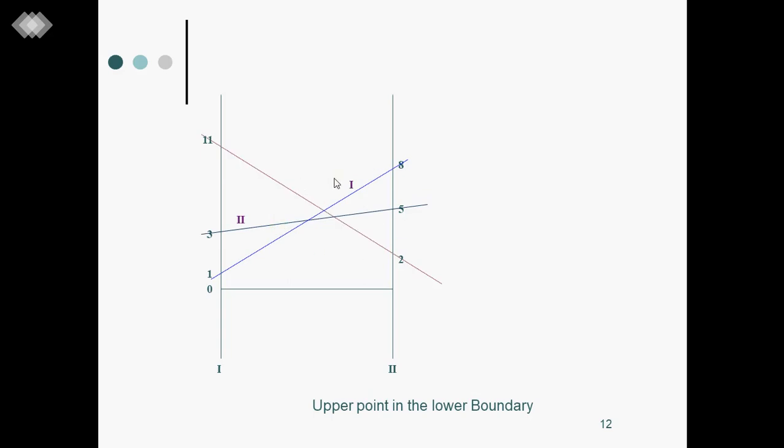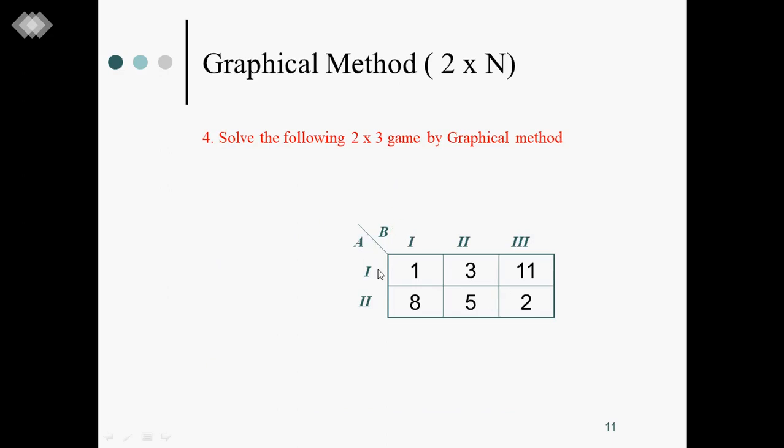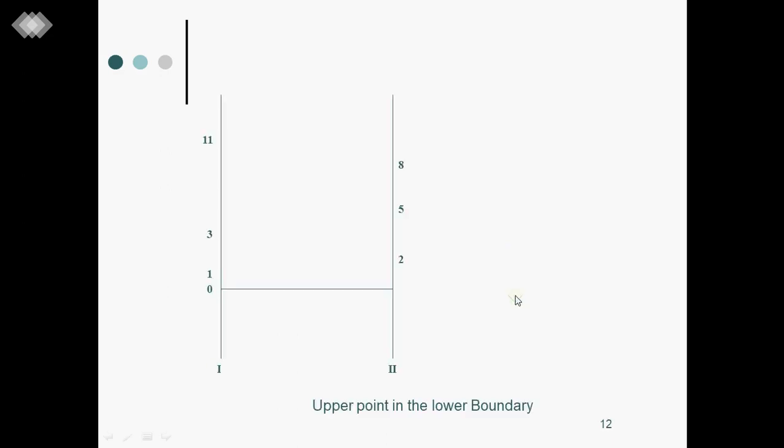Just connect to 11. Whatever is given here, you have to connect: 1, 8, 3, 5, 11, 2. After this, when it is a 2 by n game, I mean when the row player has 2 strategies, you have to identify the lower boundary first.